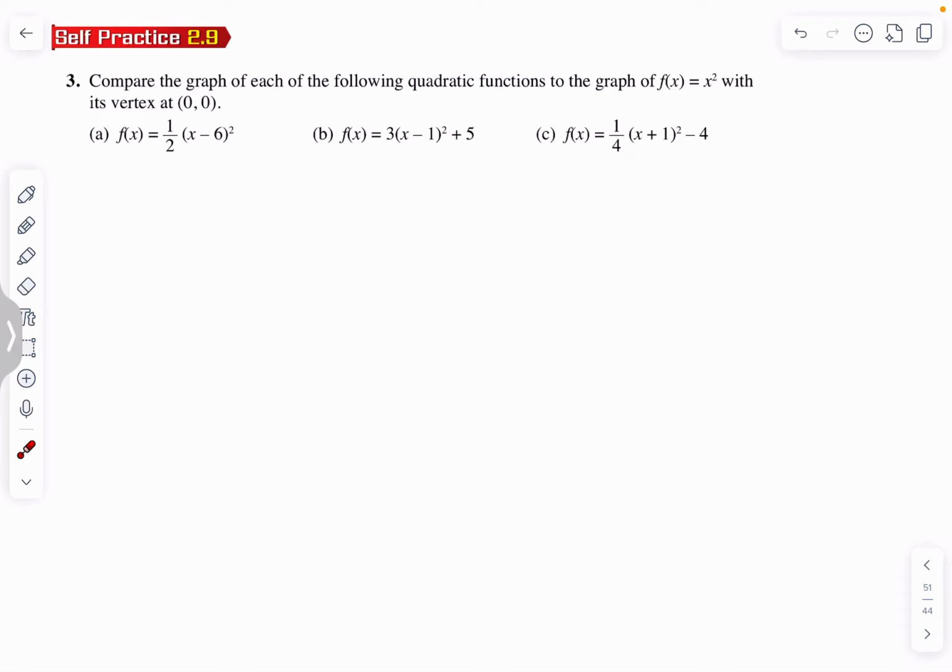Question 3. Compare the graph of each of the following quadratic functions to the graph of f(x) = x squared with its vertex at (0, 0). Okay, so let's first draw this graph. This is the base graph. We need to compare everything with this graph.